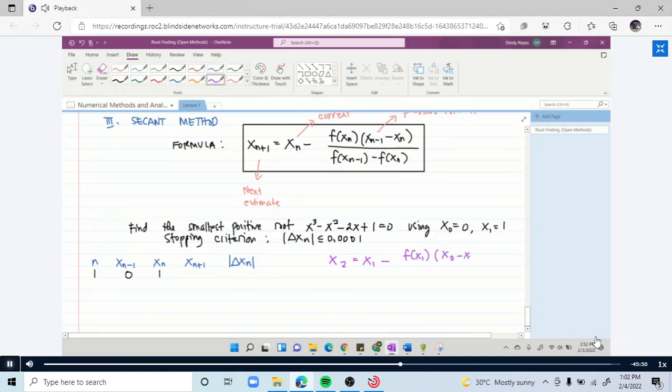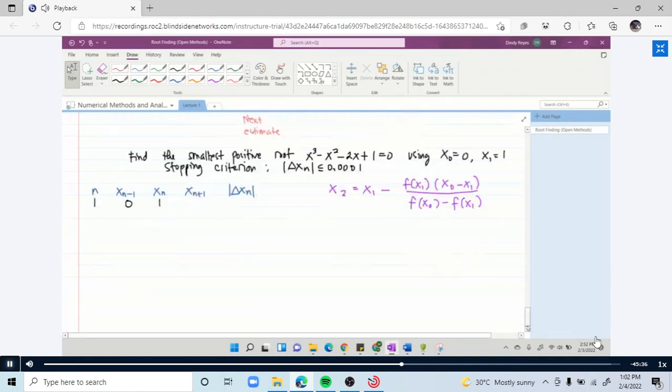Then, x sub 0 minus x sub 1 over f of x sub 0 minus f of x sub 1. Our f is this, so there is no derivative involved. Our x sub 1 is 1 minus f of x sub 1, substituting 1 for x in this function: 1 cubed minus 1 squared minus 2 times 1 plus 1.